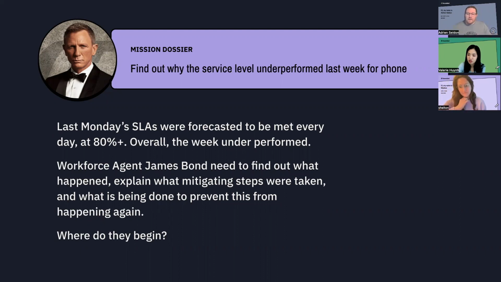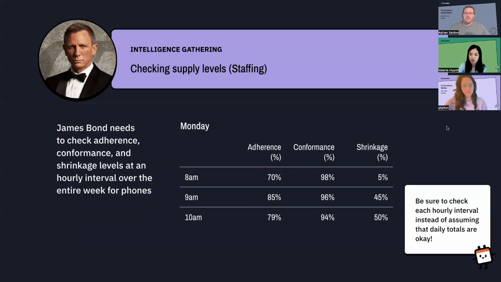Last Monday's SLAs, or even the last week's SLAs, were forecasted to be met every day at 80%. Overall, the week underperformed. Your workforce agent, James Bond, needs to find out what happened and explain what mitigating steps were taken and what's being done to prevent this from happening again. And where do they begin? Just like what we talked about in the last section here.